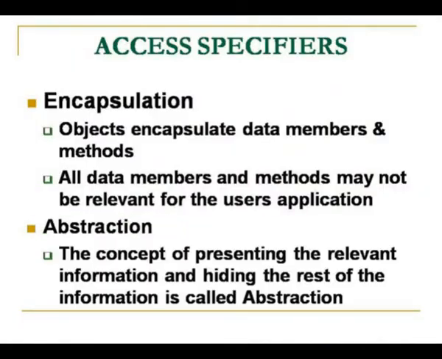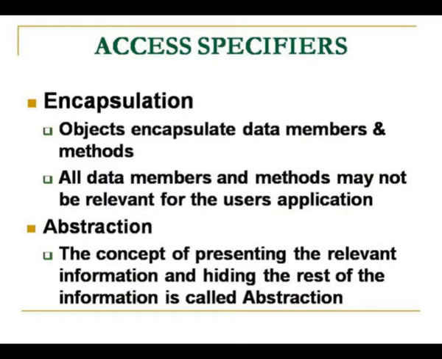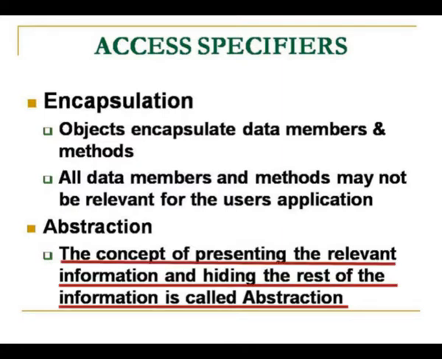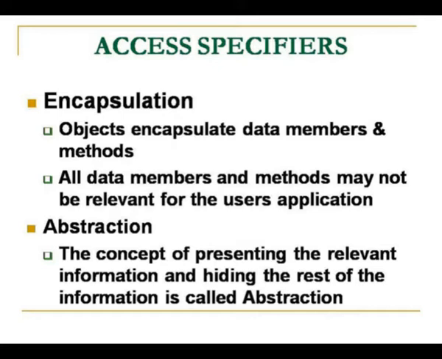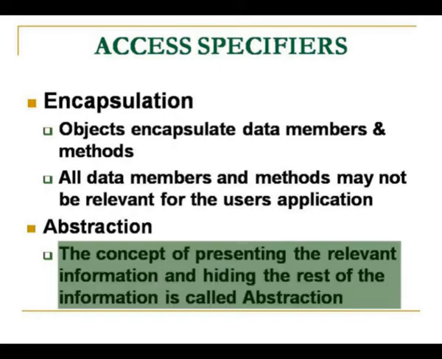So what is this abstraction? We have already seen what is an abstract superclass, what is an abstract data type. Abstract is nothing but whatever is essential for the programmer to know, or whatever is essential for a particular function to take place. Only those details are made available to that function or to that user. The rest of the details are hidden. So the concept of presenting the relevant information and hiding the rest of the information is called abstraction.